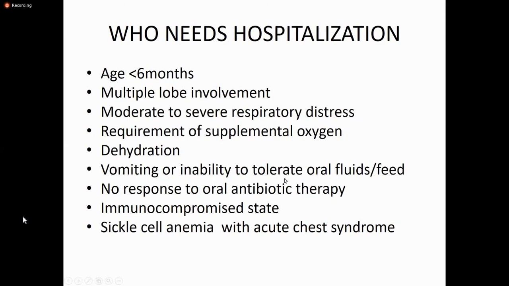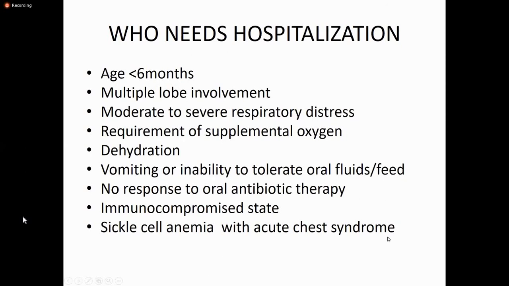When there is vomiting and the child is unable to take oral feeds, this is also an indication for admission. When there is no response to oral antibiotics, this means now we have to put the child on IV antibiotics. Immunocompromised state, for example, children with cystic fibrosis or malnourished children, there are more chances of developing complications in these children. So they need close monitoring and admission.